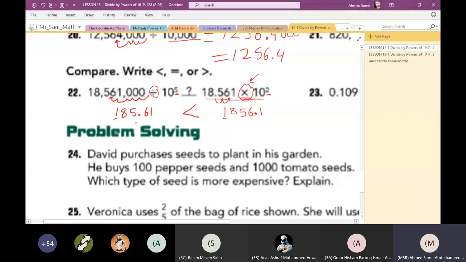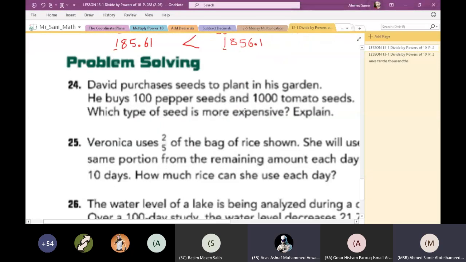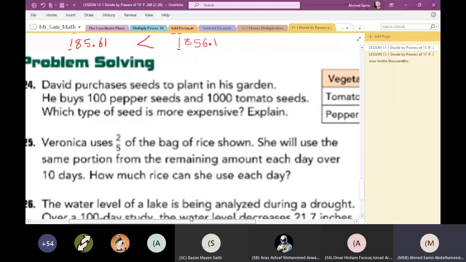All right, let's see the next one, question 24. And this one is a word problem or problem solving. I was about to choose you, Anas, but because you talked, what can I do now?